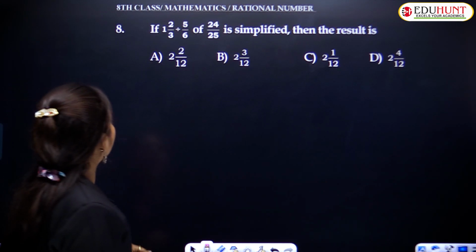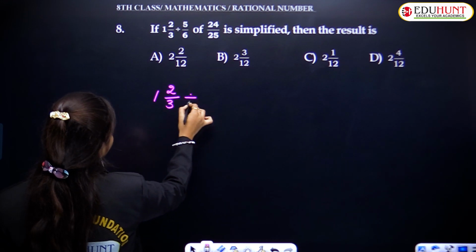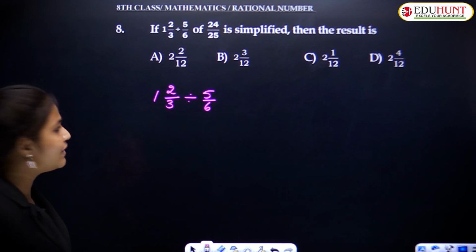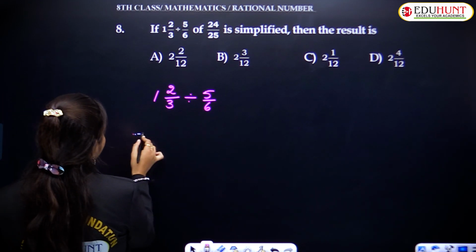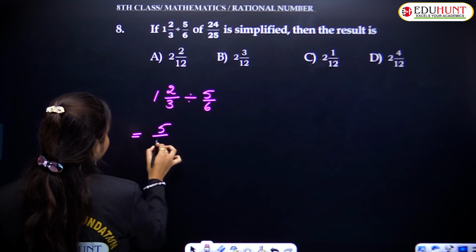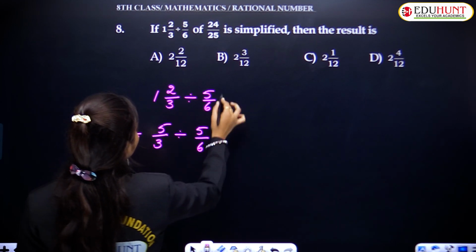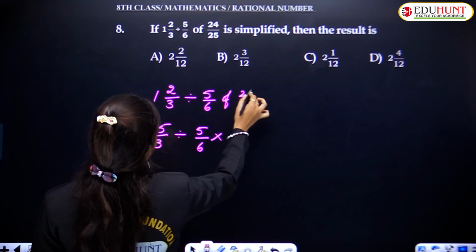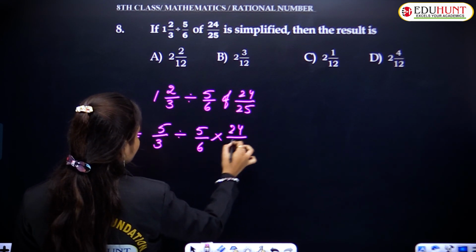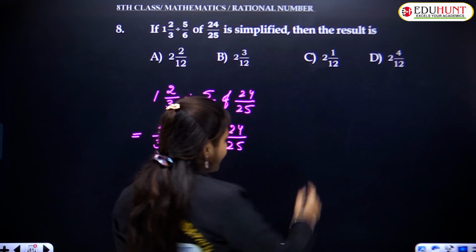Yes, see here. 1 and 2 by 3 divided by 5 by 6, 1 and 2 by 3 divided by 5 by 6. So how we can divide? 3 ones 3 plus 2, so 5 by 3, and divided by 5 by 6 of 24 by 25. So of means here multiplication, no? So 24 by 25. So in that BODMAS, how we can write that?